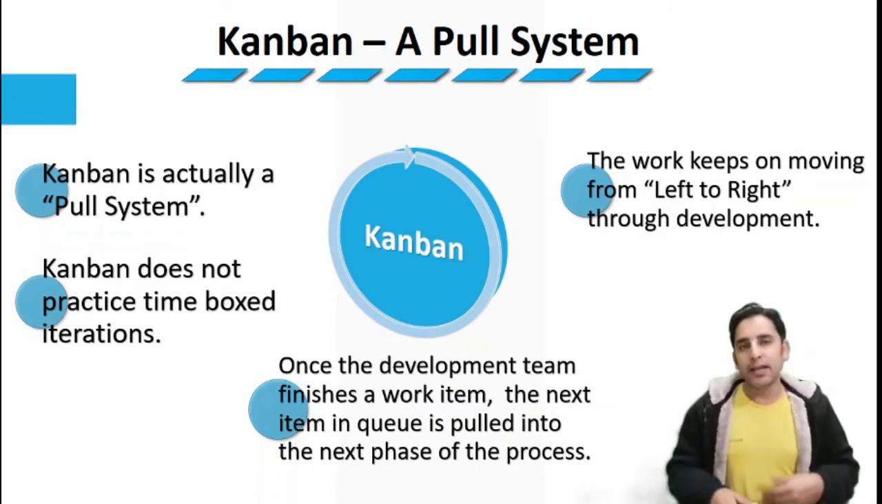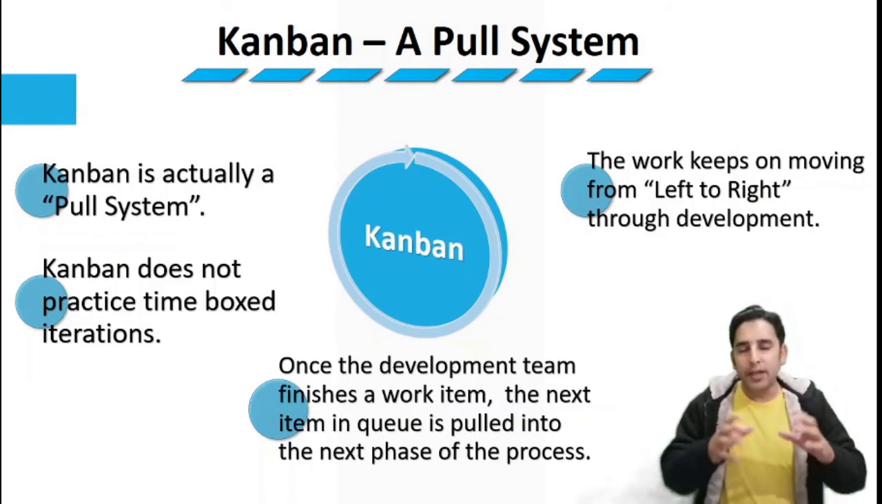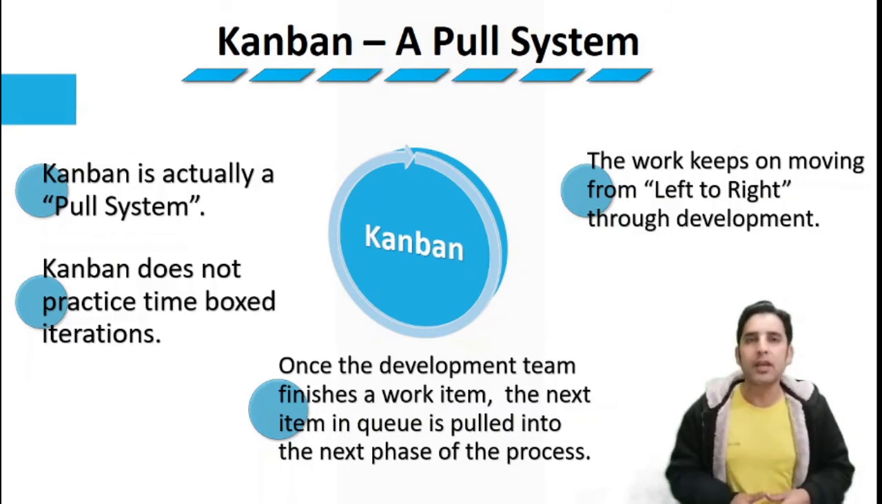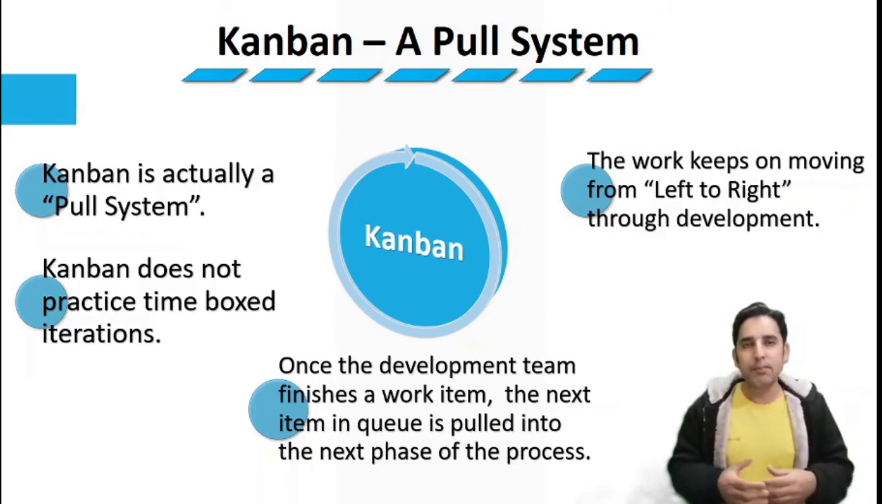Unlike Scrum, in Scrum we actually practice time-boxed iterations. The way Scrum works is that it divides the whole project into small mini batches, which we call Scrum sprints. Each sprint is basically a predetermined time duration in which the Scrum team tries to achieve the work from the sprint backlog. All this work needs to be completed in the predefined duration.